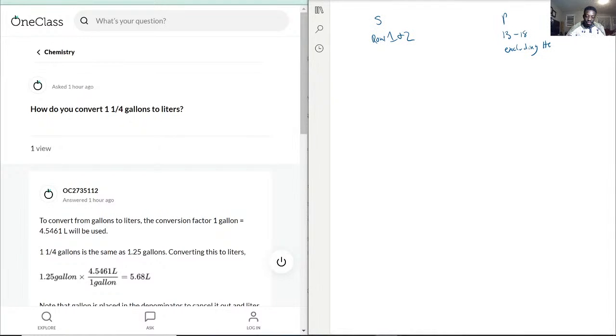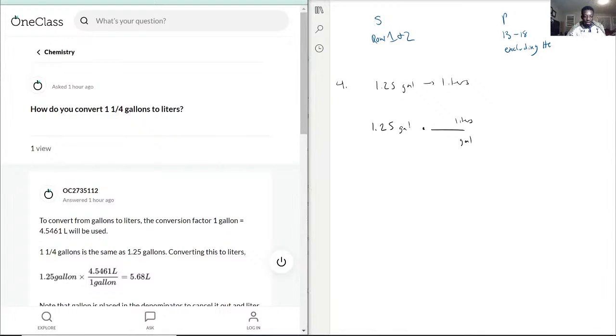Question 4. And now, how do you convert? More conversion questions. How do you convert 1 and 1/4, 1.25 gallons to liters? Now remember, same concept: always put what you're converting to in the numerator and what you're converting from in the denominator. So we have 1.25 gallons, which is 1 and 1/4, as I said. So we multiply that by something over gallons.